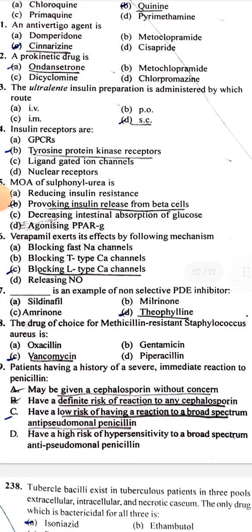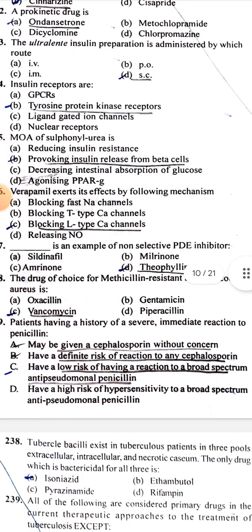Verapamil exerts its effect by the following mechanism: by blocking L-type calcium channels. This is an example of a non-selective phosphodiesterase inhibitor, theophylline. The drug of choice for methicillin-resistant Staphylococcus aureus is vancomycin. Patients having a history of severe immediate reaction to penicillin have a low risk of having reaction to broad-spectrum anti-pseudomonal penicillin.